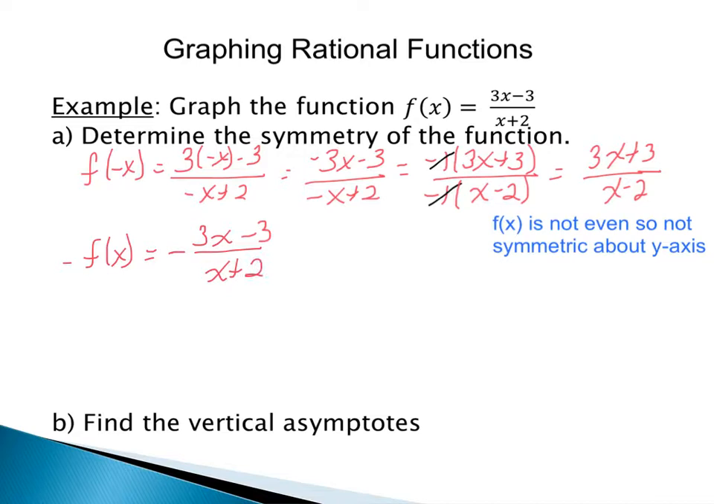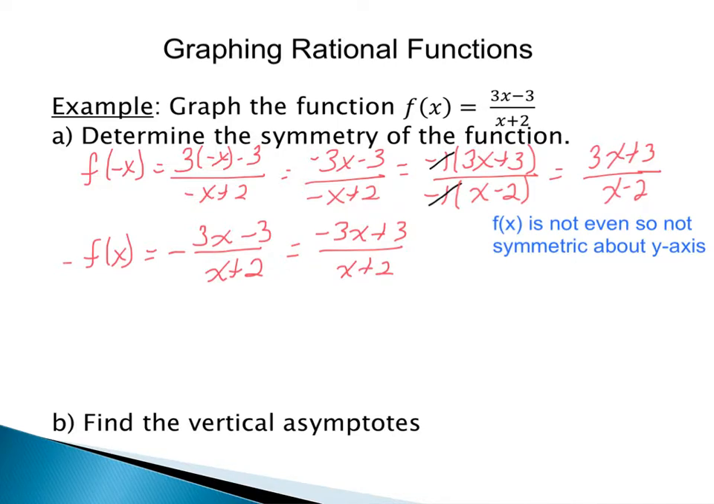And then we have two options in terms of distributing the negative. We can either distribute it to the numerator or to the denominator. So first I'll distribute it to the numerator, so that way it becomes negative 3x plus 3 over x plus 2. And we'd say, okay, well, this is my first answer, so I have negative 3x plus 3 over x plus 2. Is that equivalent to what we had for f of negative x? If it is, then the function is odd. Well, if I look at f of negative x, we had 3x plus 3 over x minus 2. These are not equivalent to each other, so as it stands right now, the function is not odd.